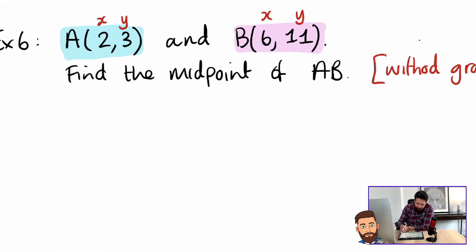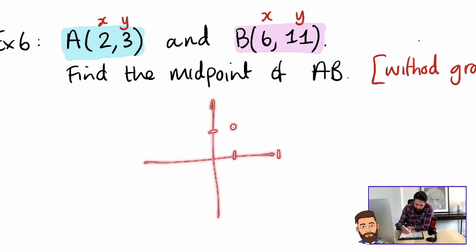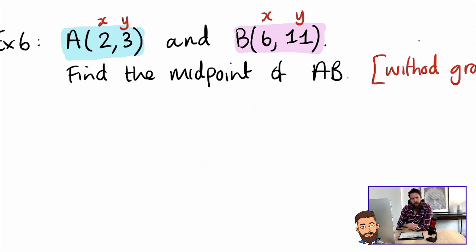And it's asking us to find the midpoint of AB. So again, if we plotted those on a graph, 2, 3 would be about here, 6, 11 maybe up here, so that would be A, that would be B. AB would be a line, and we need to find where's the middle of this. But as you can see, we don't have a graph, and we don't want to waste time drawing a graph, because there is a way to do it mathematically without a graph.